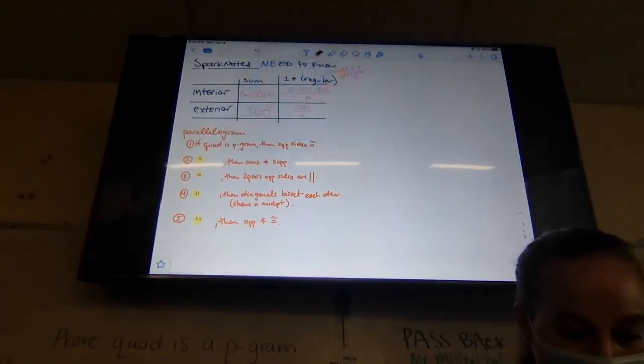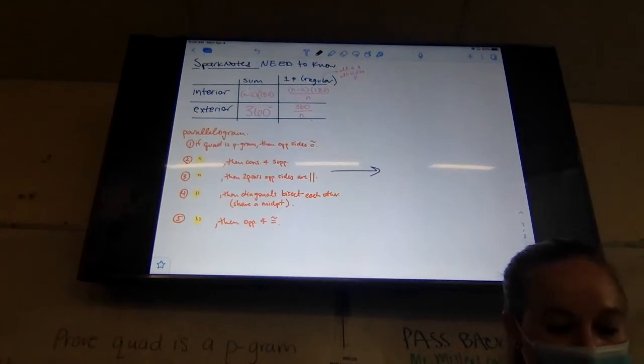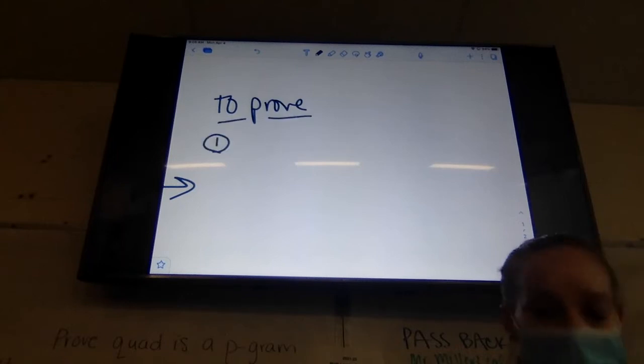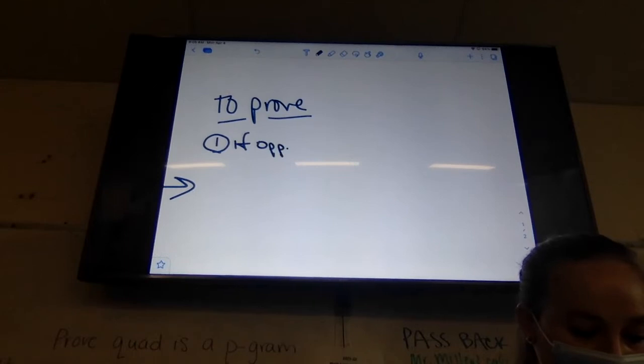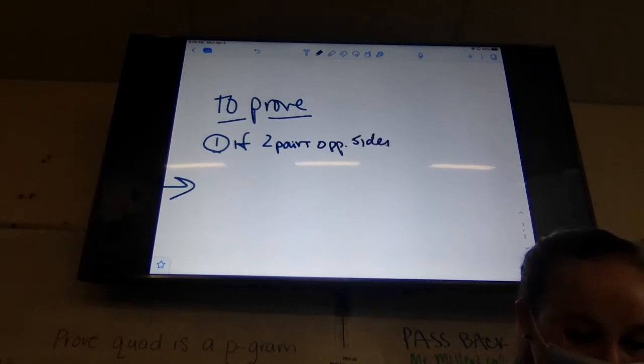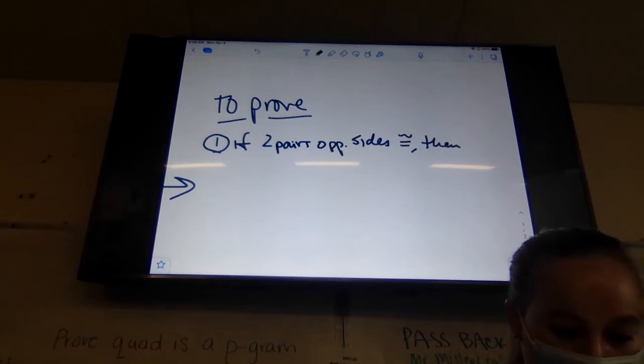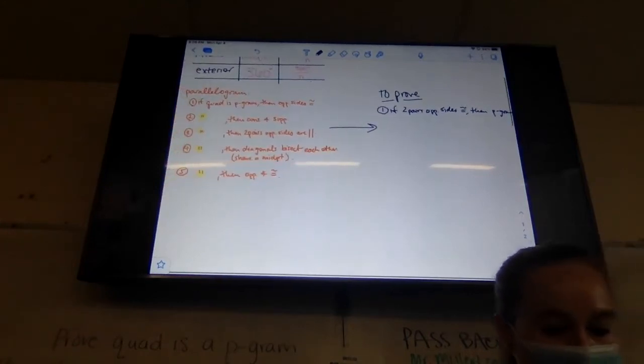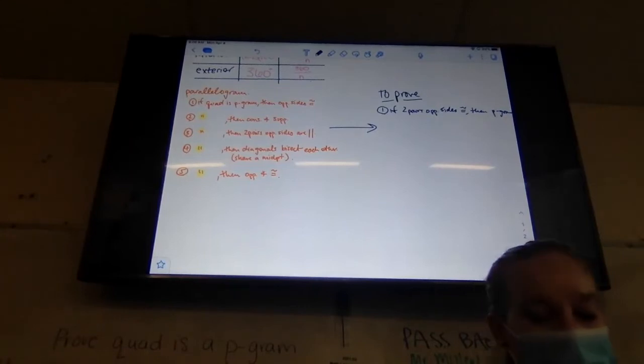So what I will probably think of right here is if we know it's a parallelogram, we get to know all these things. But in order to prove it's a parallelogram, then we have to prove, actually, let's go a little bit more specific. If two pairs of opposite sides are congruent, then it's a p-gram. So what we can do is take all of those statements that I just wrote in orange and rewrite them with them first. So if two pairs of opposite sides are congruent, then it's a p-gram.